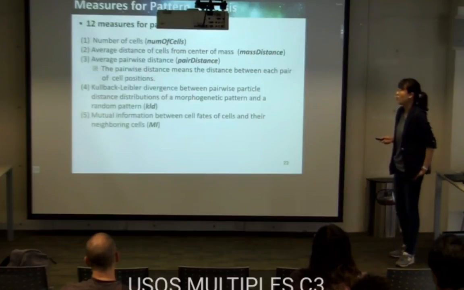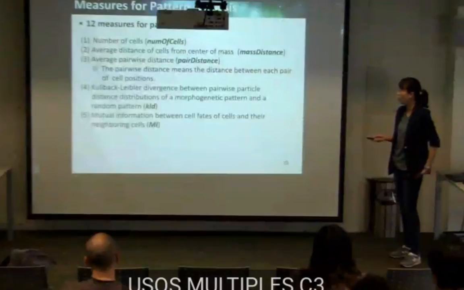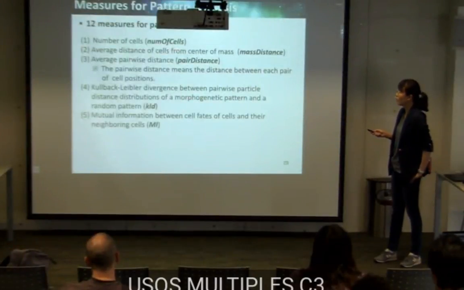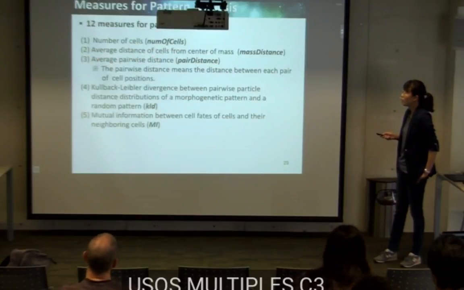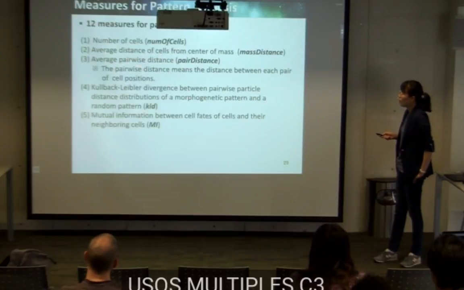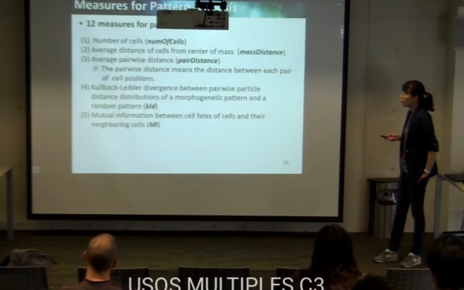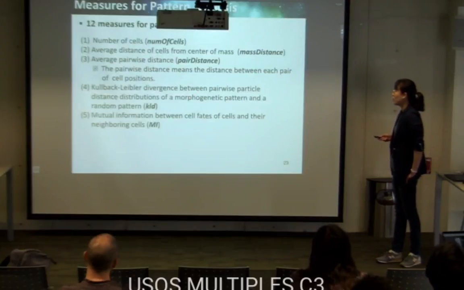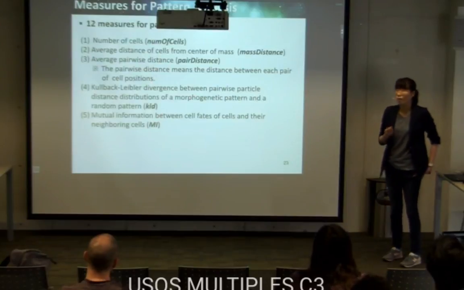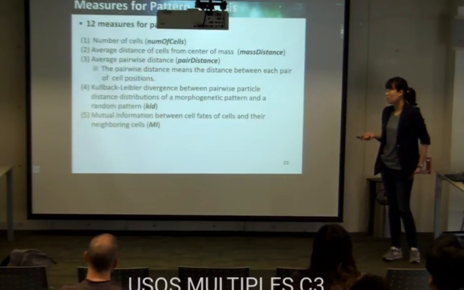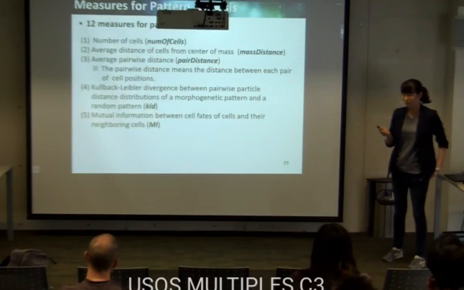We used 12 measures for pattern analysis. First, number of cells. Second, average distance of cells from the center of mass. Third, average pairwise distance. Here, the pairwise distance is the distance between each pair of cell positions. The fourth, Kullback-Leibler divergence. Fifth, mutual information. Let me talk about the Kullback-Leibler divergence and mutual information in more detail.